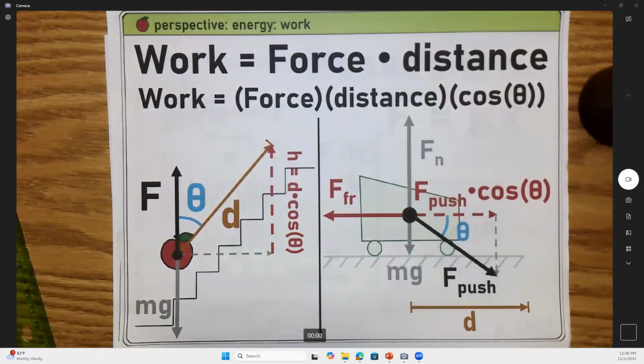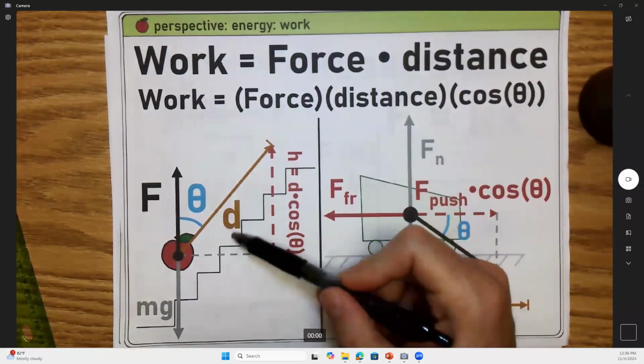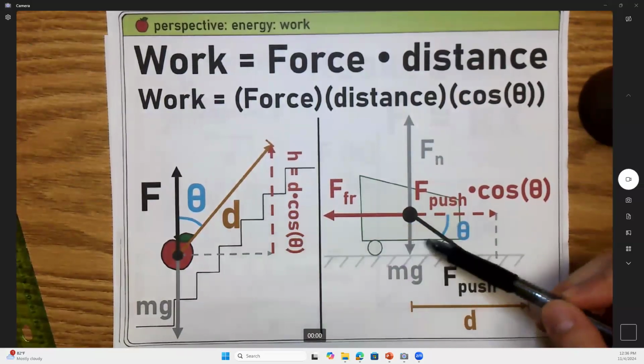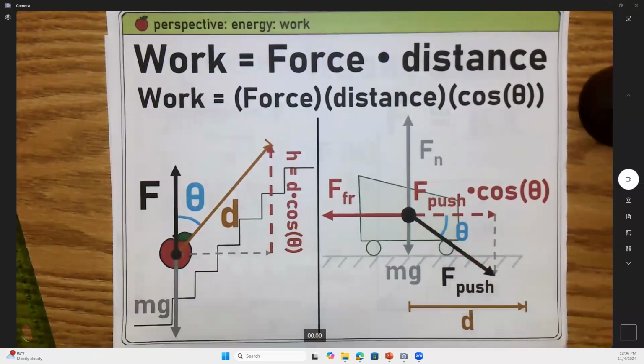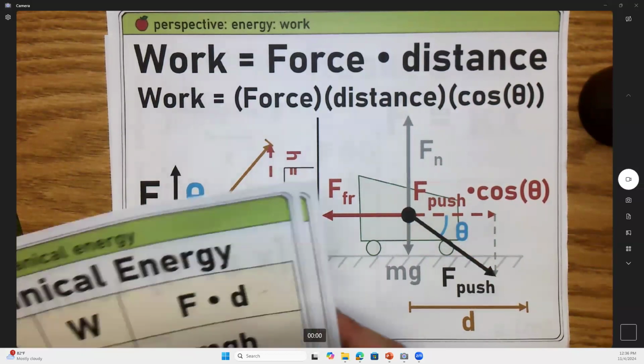Careful, make sure you don't use this angle down here, because then it turns from cosine into sine. I'm giving you the angle between the two vectors, okay? All right, so are you good on work as force dot distance? That's an energy transfer.